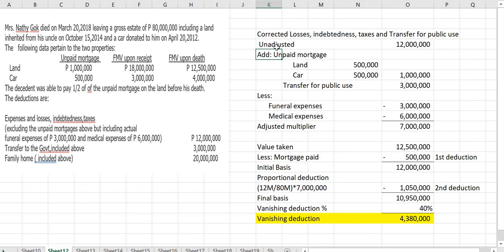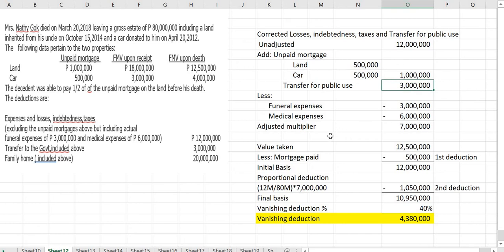Okay? So, you have an unadjusted amount of 12 million, right? So, it excludes the unpaid mortgage. So, we'll determine the unpaid mortgage. Since for the land, he was able to pay 1/2, that's 1 million, so 500,000 is the unpaid mortgage. And there's no data as to whether the unpaid mortgage on the car was paid, so the car also has an unpaid mortgage of 500,000. So, a total of 1 million. And we are also to add transfer for public use amounting to 3 million.